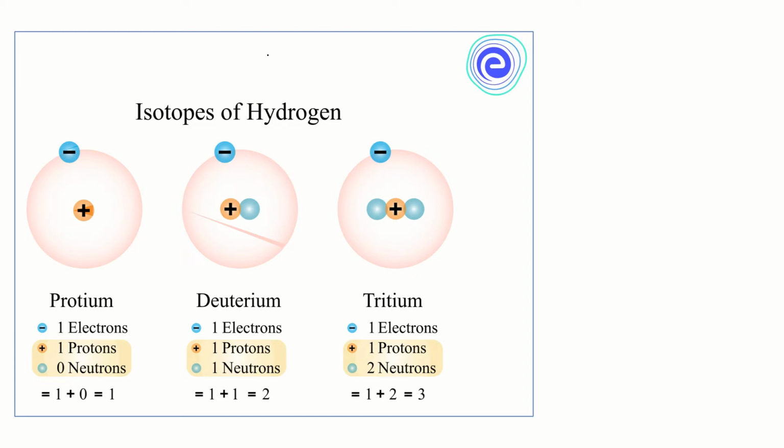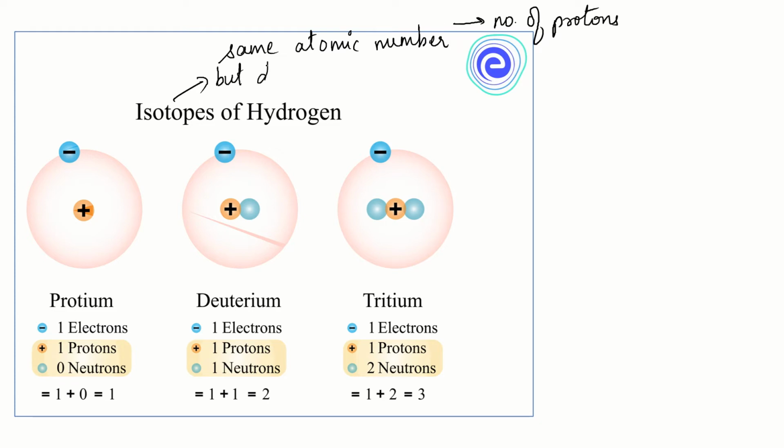Isotopes, again, that is related to what we discussed just in the previous slide. Now we are going to take an example of hydrogen. What is an isotope? An isotope has the same atomic number. What is an atomic number? Atomic number is the number of protons in the nucleus. Same atomic number but different number of neutrons, which also means different atomic mass.